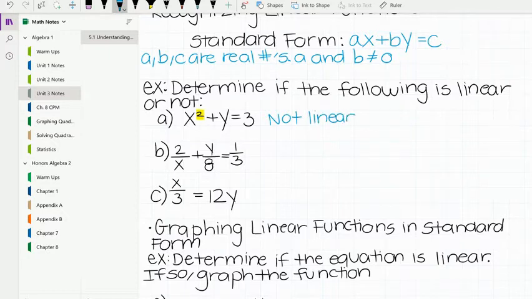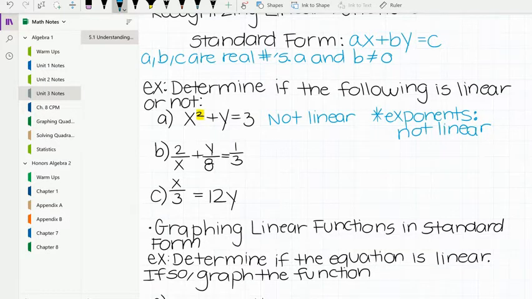I'm just going to make a note that exponents are not linear. That's something that will be an easy way of telling right away.